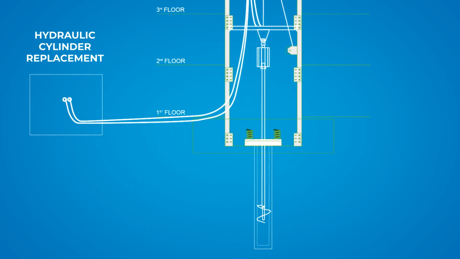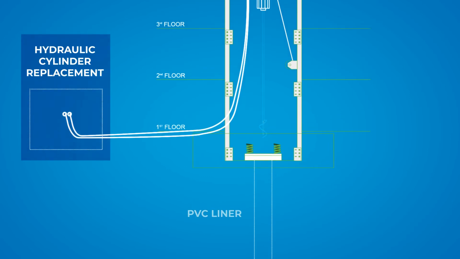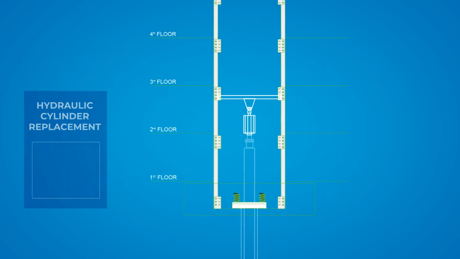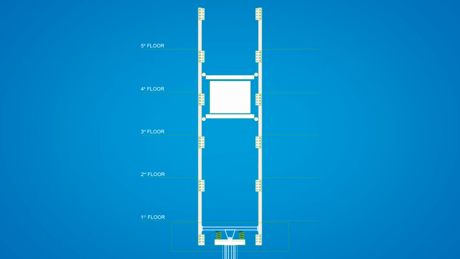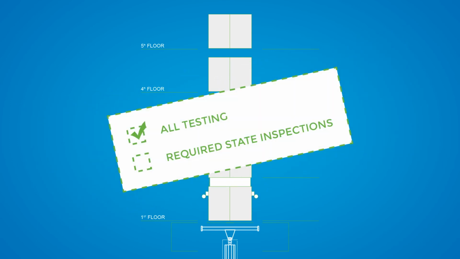Next, we install a new multi-piece cylinder and piston, along with a PVC containment system or other approved method required per code. Sometimes the piston is reused, depending on condition. At last, your new jack and liner are installed and in place. Our team then performs all necessary testing and state inspections to complete the project. The best part? Your elevator is then in compliance with all current and applicable codes and standards.